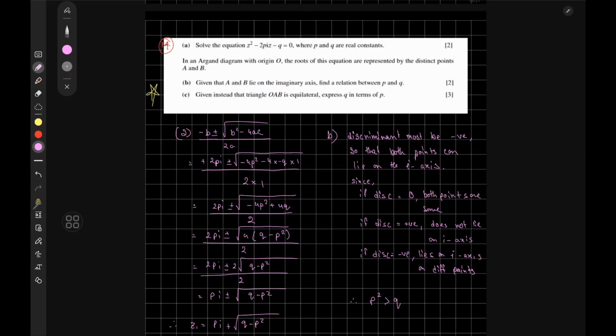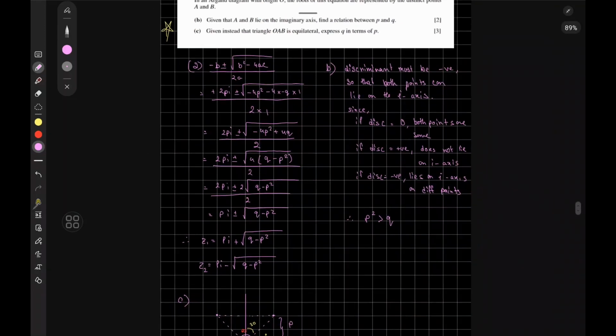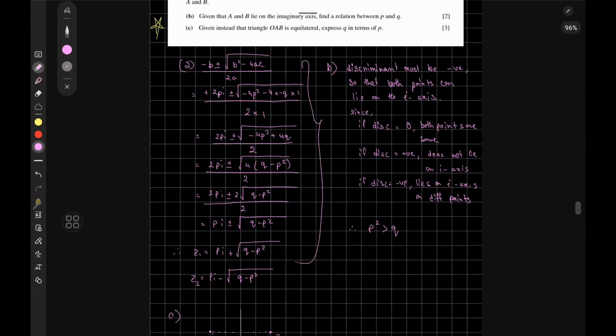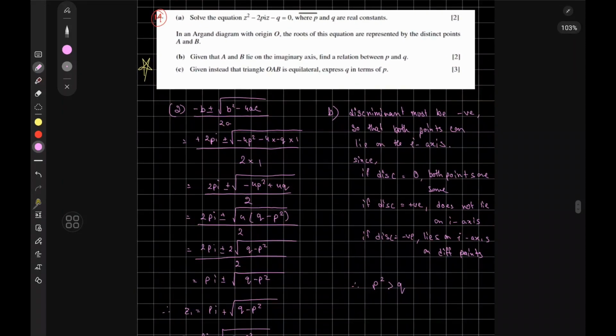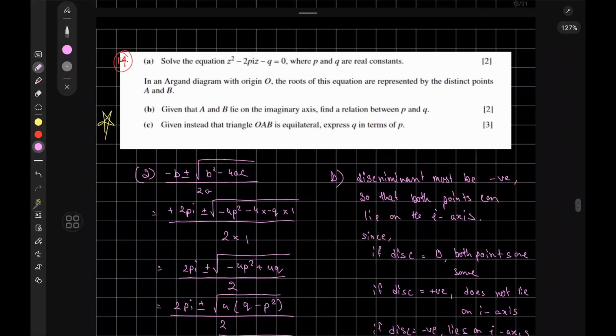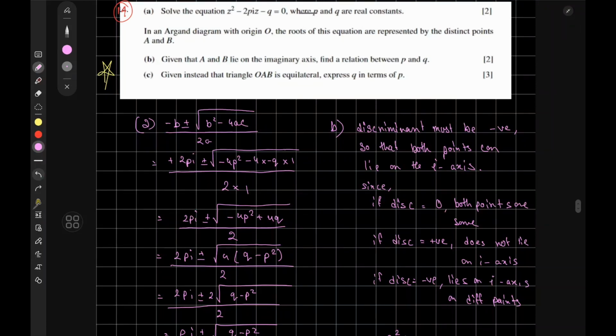Alright, question 14. What are they telling? Solve the equation z square minus 2pi z minus q is 0, where p and q are real constants, meaning they are not imaginary values. So solve this equation. This is the same thing as before, where you use the quadratic formula, minus b plus minus root over b square minus 4ac divided by 2a, and you plug in the values of b, a and c, which are the coefficients. So plug in the value of b, which is 2 pi i, and then under the root you plug in the values of b square, a and c.